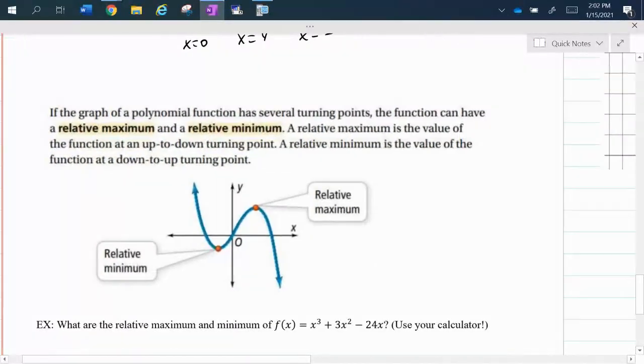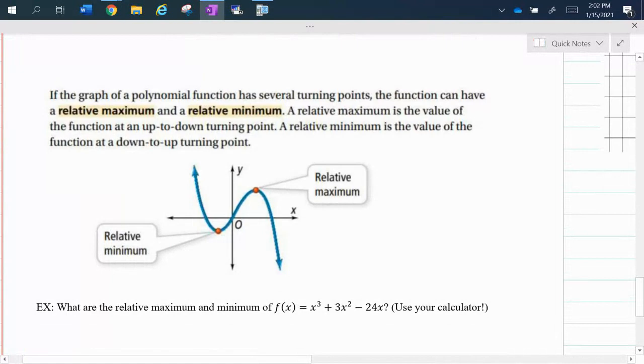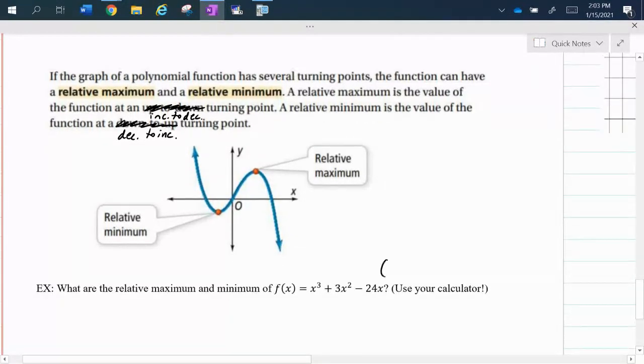So the last thing in this lesson is talking about relative maxes and mins. I'm not going to review this again because this is something we already know how to do. So I'm expecting that we know the difference between a relative maximum and a relative minimum. A relative maximum is the value of the function at an up to down turning point, but we're going to say increasing to decreasing. And then a relative minimum is the value of the function at a down to up turning point. So we're going to say decreasing to increasing. And so when we use our calculator to find the relative maxes and mins, remember we use second calc 0, and we give it a left boundary and a right boundary.